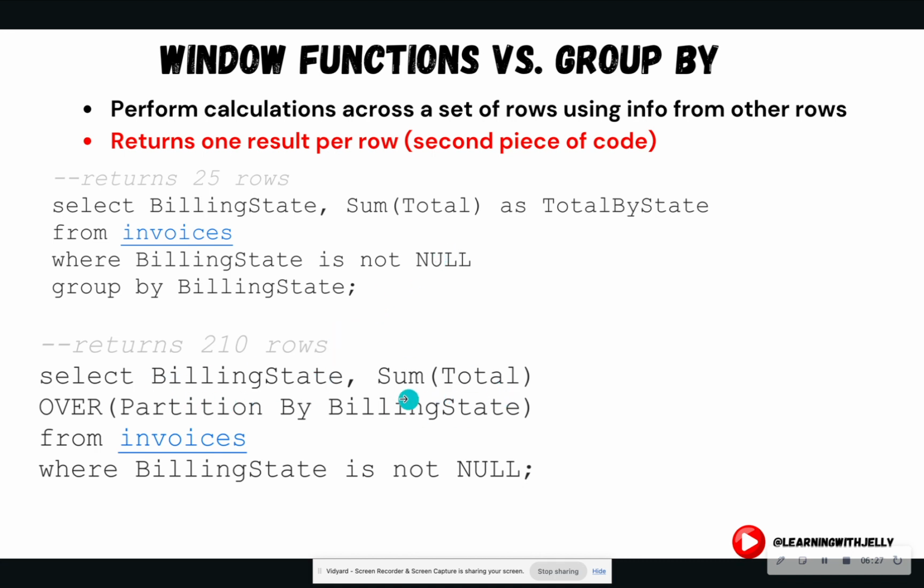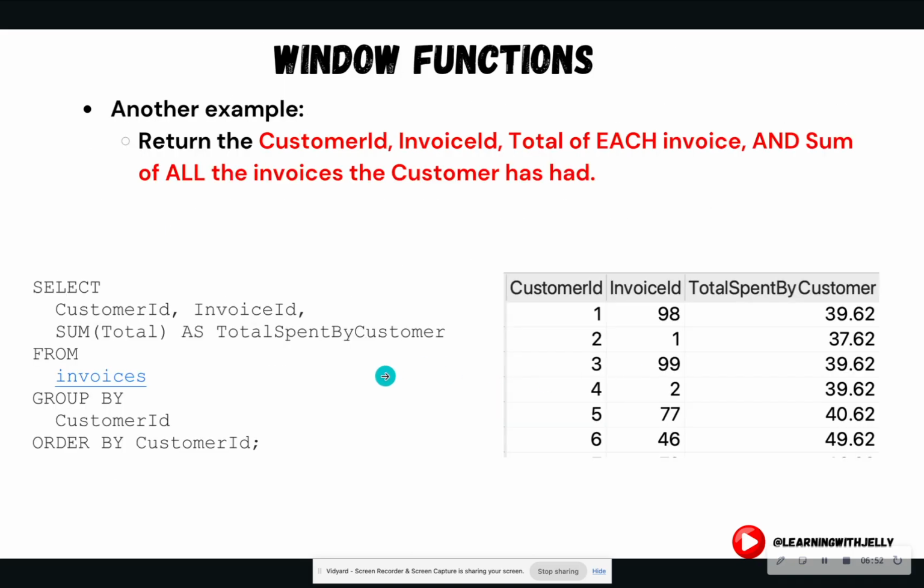Whereas when I use my window function and I do my sum total now, but with over and partition by billing state instead of grouping by billing state, I'm going to get 210 rows where I may have Alabama listed 5 times, and it's going to give me the sum for Alabama 5 times. So it's going to keep the row level detail. Let's look at another example that we can compare along with the output.